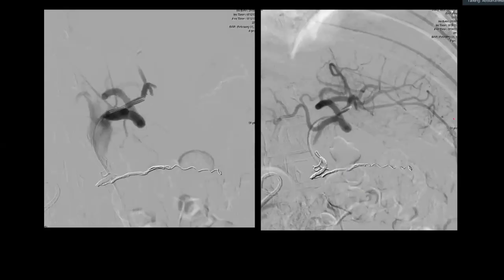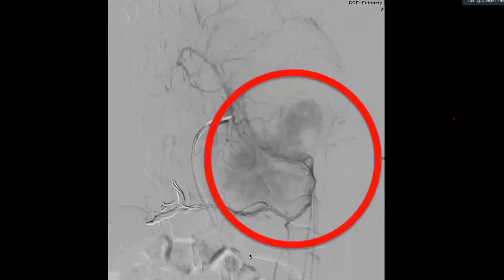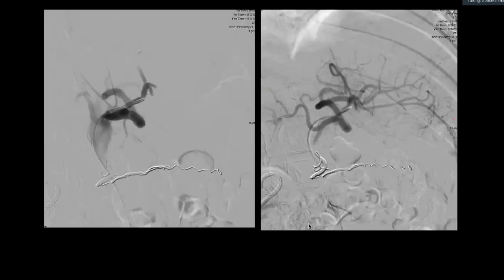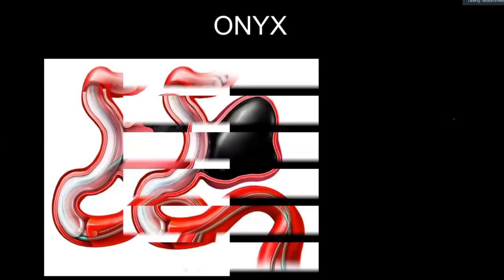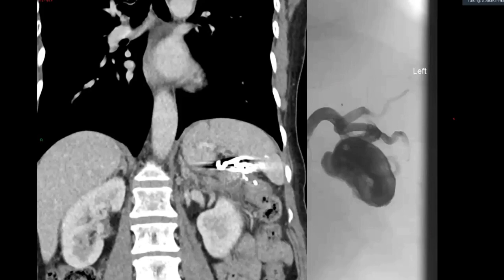And this was embolized with, again, those small particles. So we started off with a tumor blush like this. After injecting those particles, you do not see any residual tumor blush. So this is another way of stopping bleeding. I'm going to skip Onyx because it's a little bit specialized for this audience.